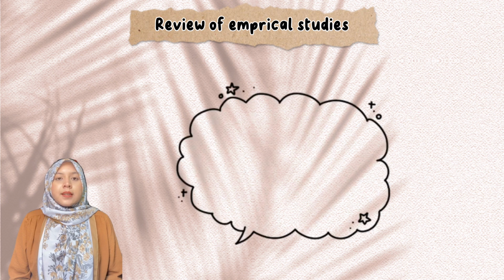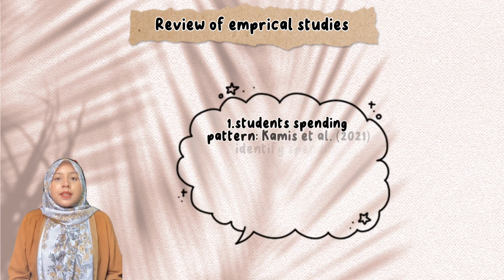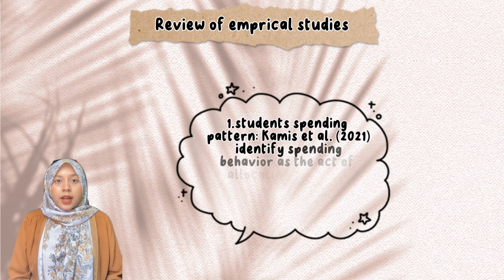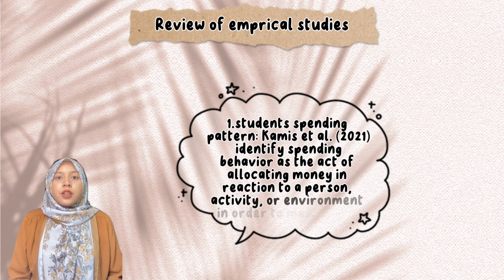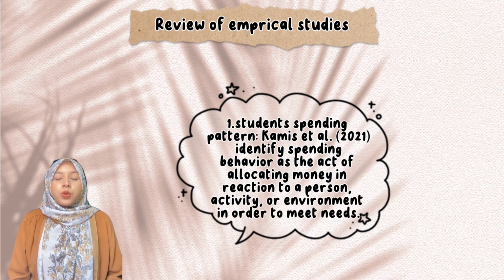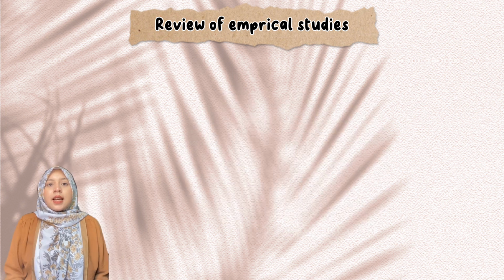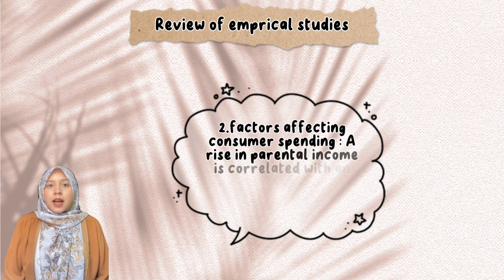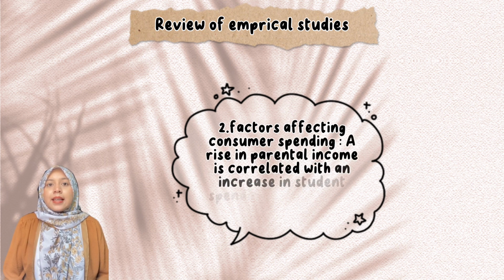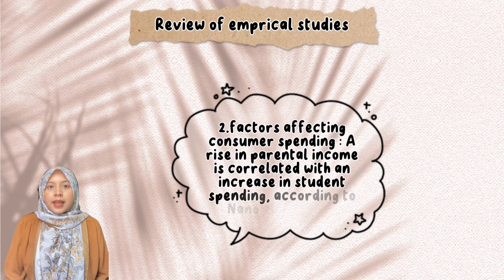Firstly, student spending pattern. Khamis et al. 2021 identify spending behavior as the act of allocating money in relation to a person, activity, or environment in order to meet needs. Next, factors affecting consumer spending. A rise in parent income is correlated with an increase in student spending.